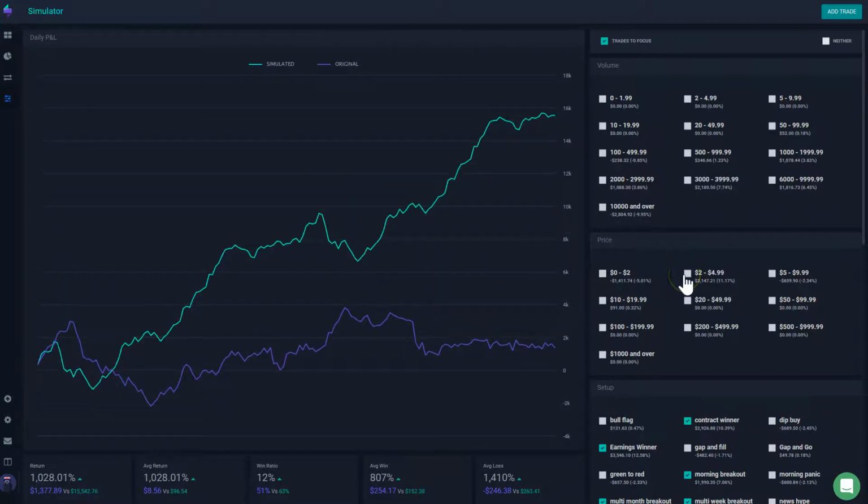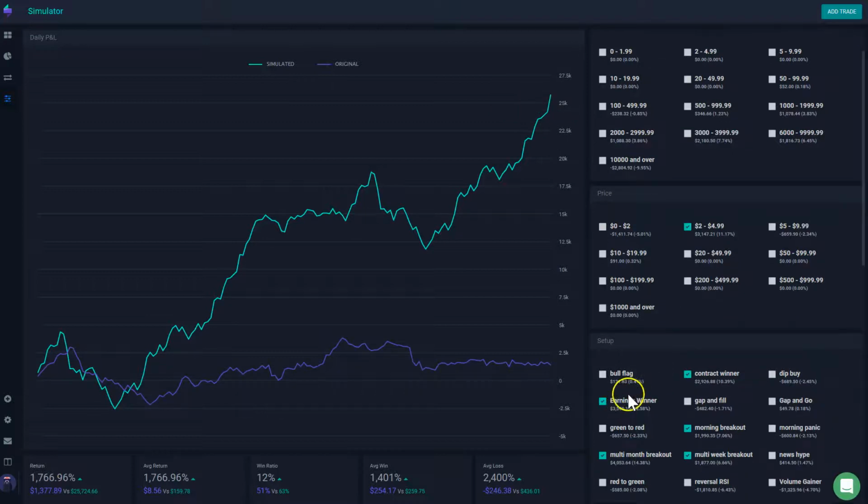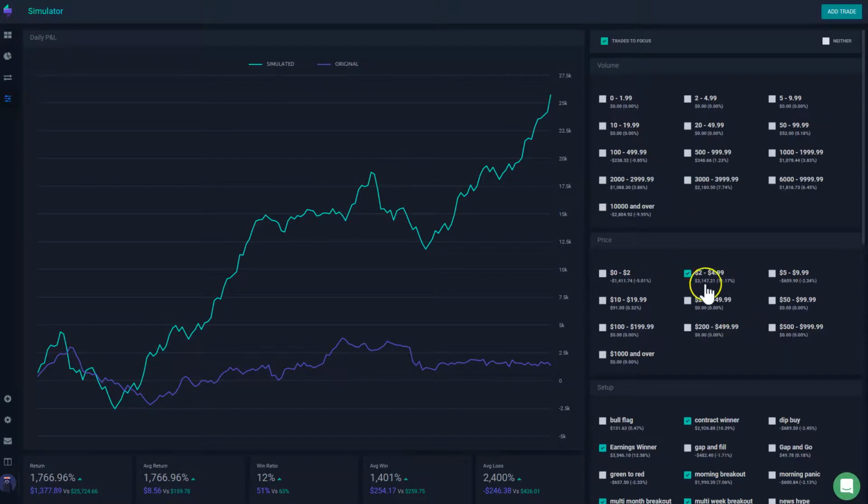Maybe I will say, okay, I want to focus on tickers between $2 and $5. So we can see now, wow, it's like we're starting to build a profitable trading strategy. Okay, so we're saying now that we could focus on these 5 setups and perhaps on tickers, symbols that have the price between $2 and $4.99. Okay, so again, let's go deeper. What else can we do here?